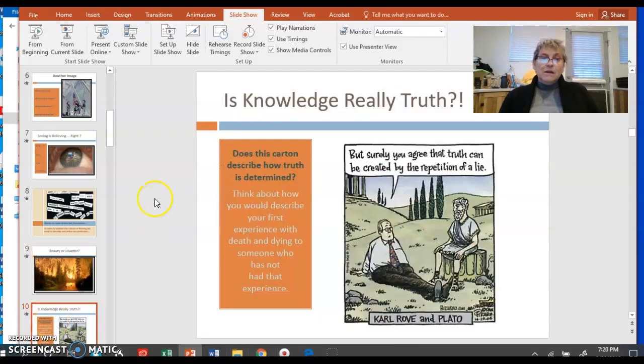So moving on here, is knowledge really truth? Well, think about how you would describe your first experience with death and dying to someone who has not had that experience. So going back to words, what kinds of words would you use to describe that? And how would you convey the emotions that you felt? The frustration, the satisfaction of potentially helping a family and a patient through a difficult time. How do you describe that to someone else? The words that you use are your personal knowledge, but is that knowledge the same as the truth? For me, I have also experienced death and dying a number of different times over my career, and would I describe it differently? So here we have this cute little cartoon.